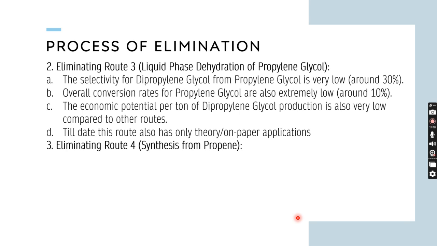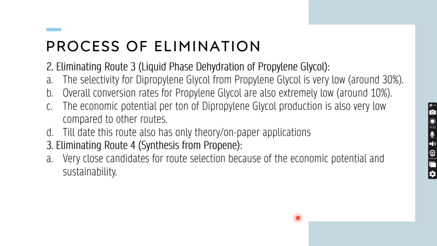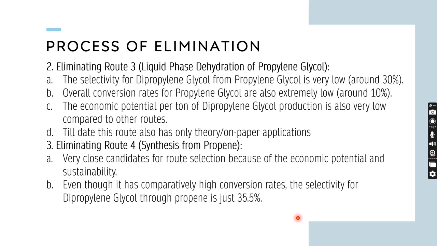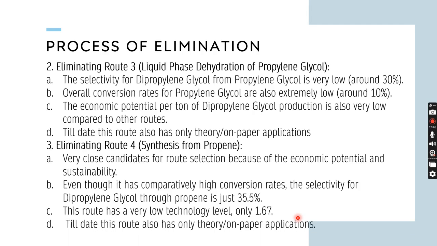Now, third is eliminating route 4, synthesis from propene. It is a very close candidate for route selection because of the economic potential and sustainability. Even though it has a comparatively high conversion rate, the selectivity for dipropylene glycol through propene is just 35.5. It is the second lowest one. And the route has a very low technological level, only 1.67. If technological confidence is not there, you should not select that route. So we are rejecting this route also.